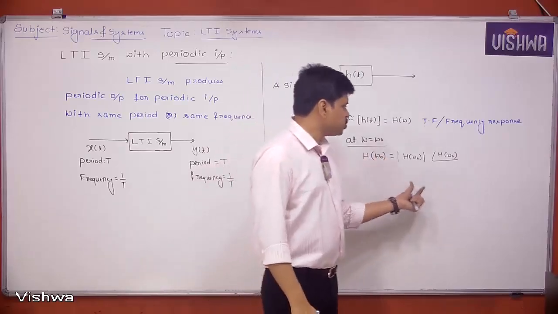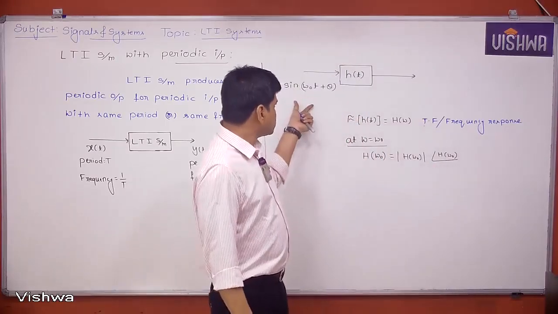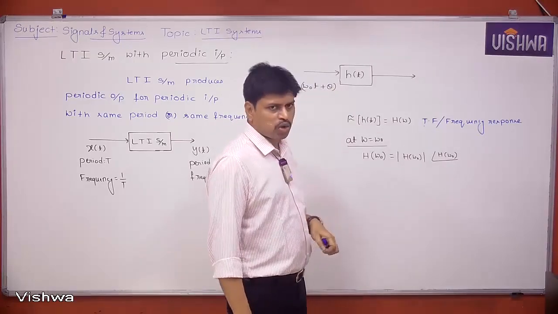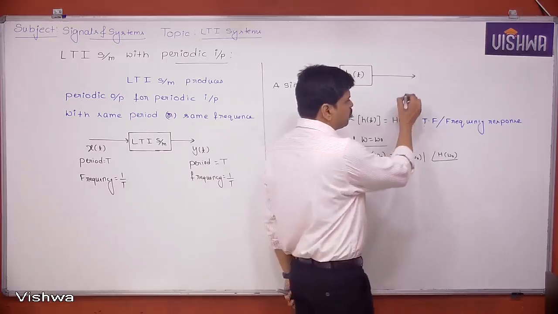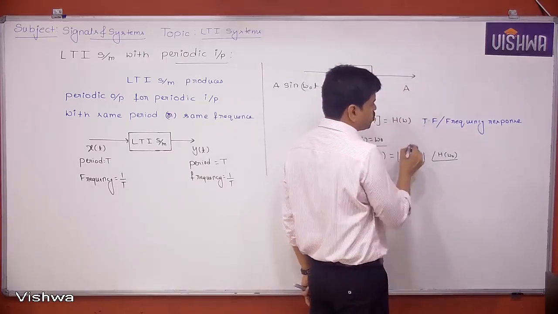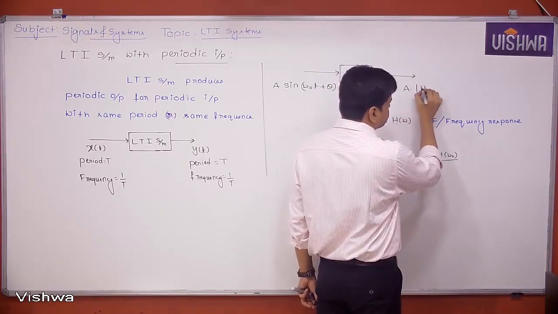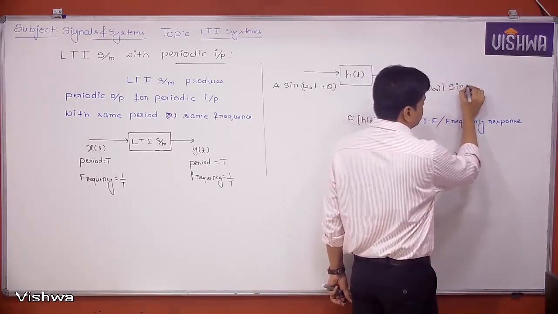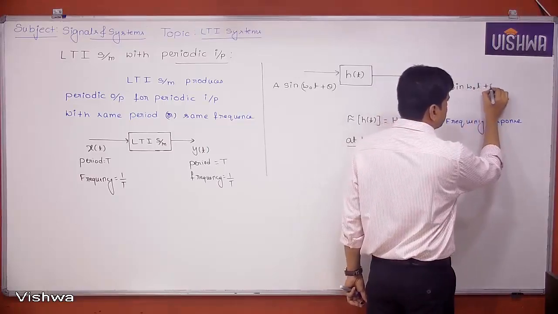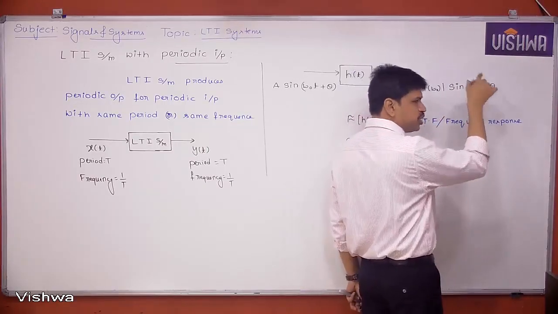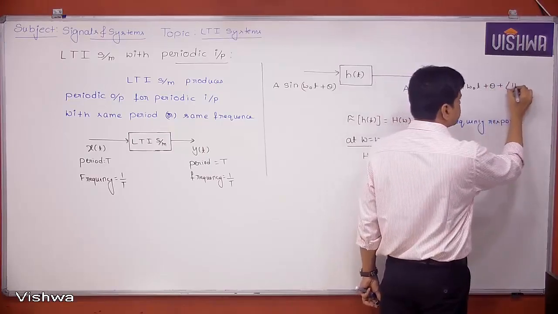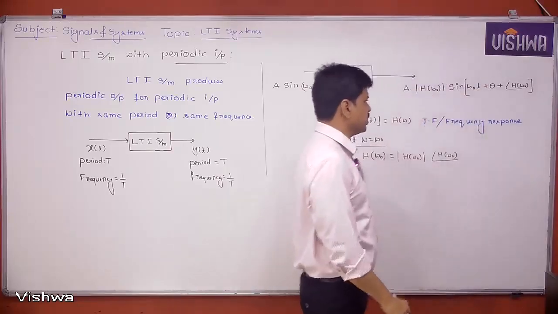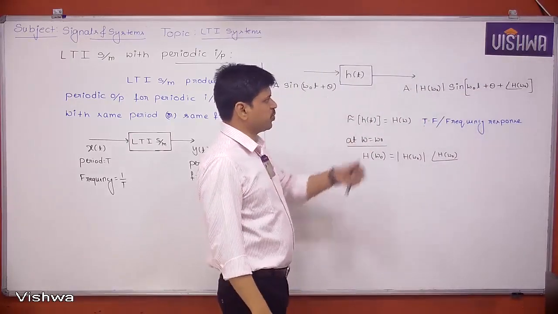Once we got the magnitude and angle, if the input has magnitude A and phase theta, then the output is simply A multiplied with the magnitude of the transfer function, mod H of omega naught, times sine of omega naught t plus theta, and an additional phase has to be introduced, that is plus angle of H of omega naught. So this is what we are going to get. Clear? In a similar way, for a cos function also we get the same kind of output.